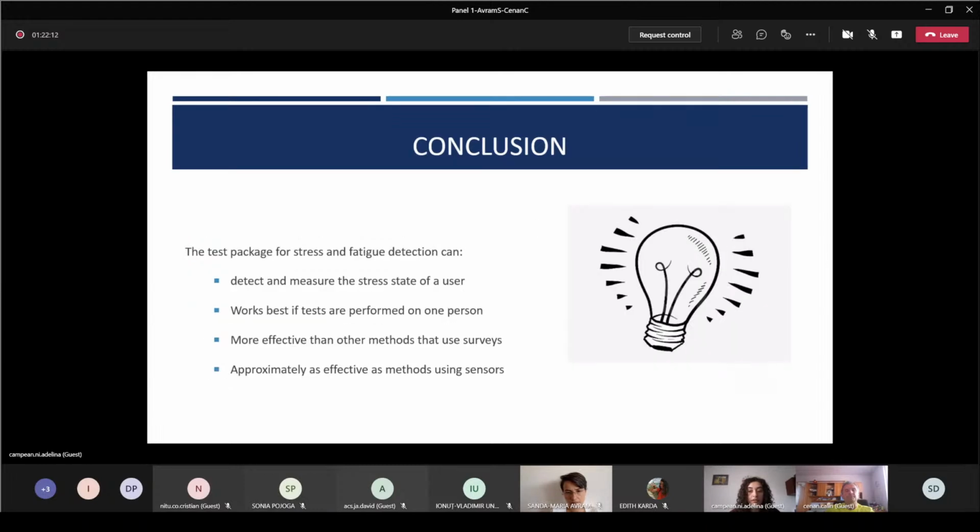To conclude all that has been mentioned, this article contains an example of an application that can detect and measure the stress state of the user under certain conditions and from certain points of view. The application works best if all tests are performed on one person, and the application is more effective than other methods that use surveys and approximately as effective as methods using sensors.